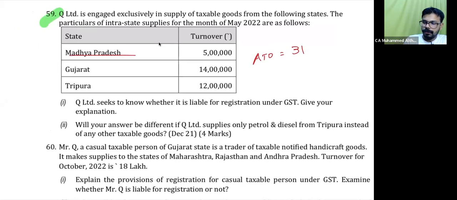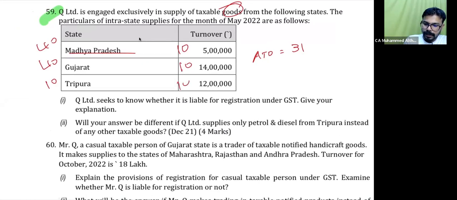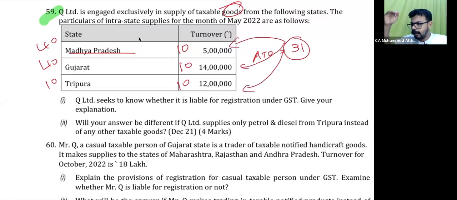Madhya Pradesh is actually 40 lakh, right? And Gujarat also 40 lakh because it's goods only. Tripura is 10 lakh. But we have studied another point. What is that point? If you have a branch in a special category state, the limit of every other branch will be reduced to 10 lakh. So Madhya Pradesh limit is not 40, it is 10. So the 31 lakh is exceeding the limit in all the states, so we have to take registration in 3 states. Are you getting clear? This is your exam question.